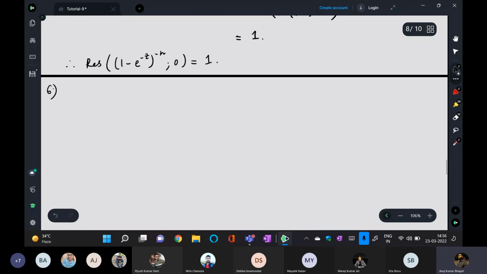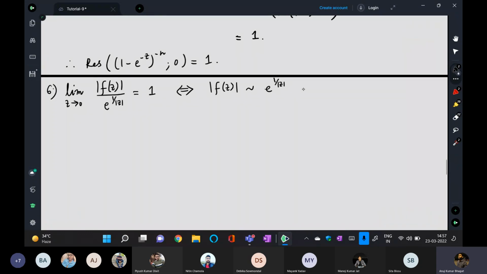Number 6. So limit z tends to 0 modulus of f(z) divided by e to the power 1 by z. This is 1, and this is same as saying that modulus of f(z) behaves similar to e to the power 1 by modulus z as z goes to 0. Okay, these two statements are equivalent.